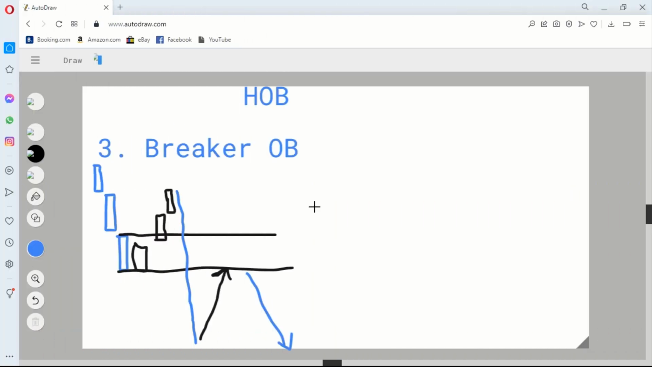So these are the three high probability types of order blocks we have. The first one is the standard order block. The second one is the engulfed order block, and the third one is the breaker order block.